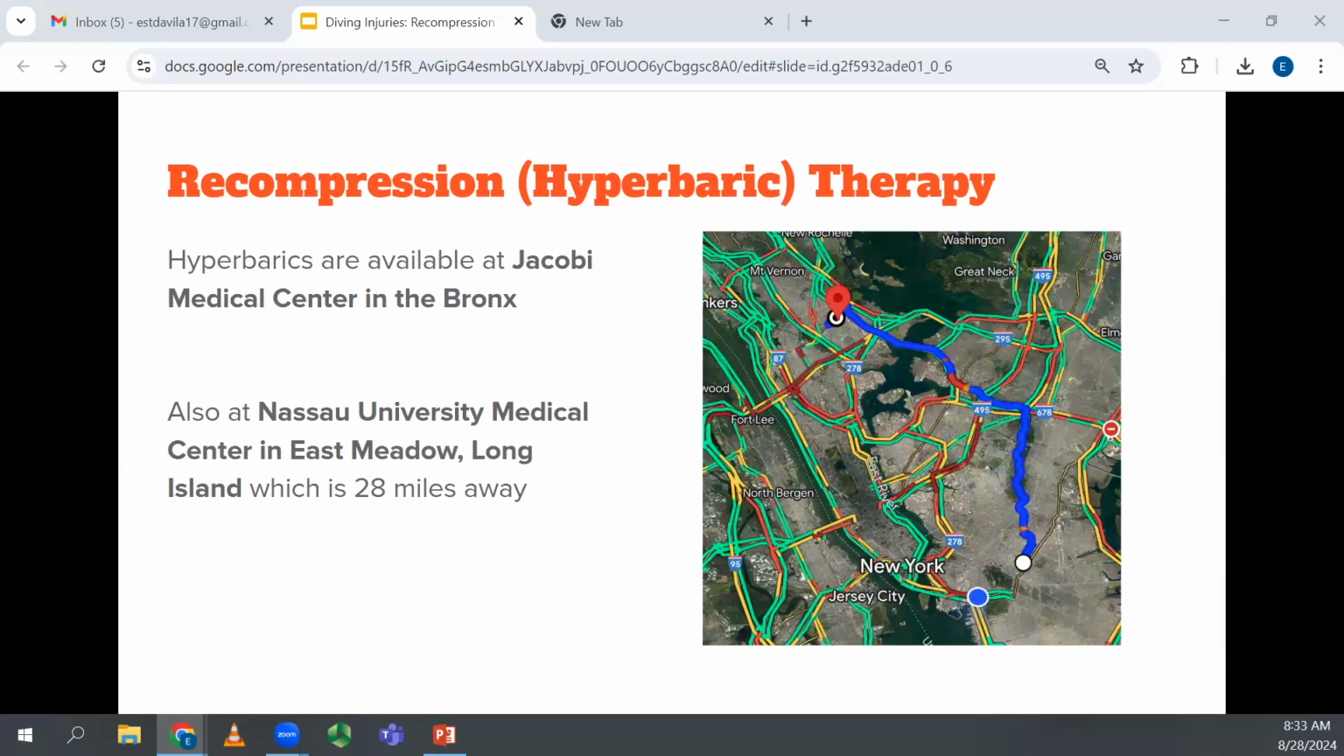We don't have them here, of course, at Kings County, but we have hyperbarics available at Jacobi Medical Center in the Bronx, which is pretty far if you're not familiar with New York City geography. There's also a center at Nassau University Medical Center in Long Island, which is 28 miles away, which is also pretty far. In traffic, it could be like 2 hours easily.